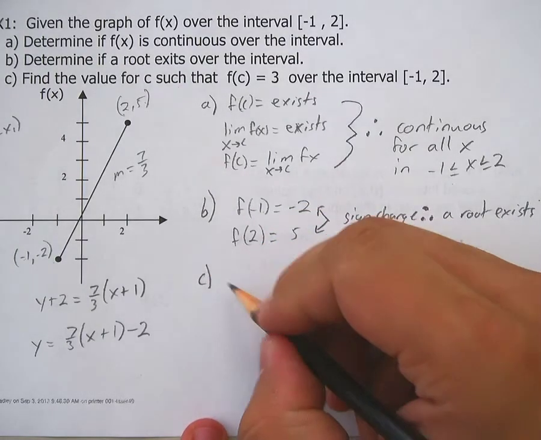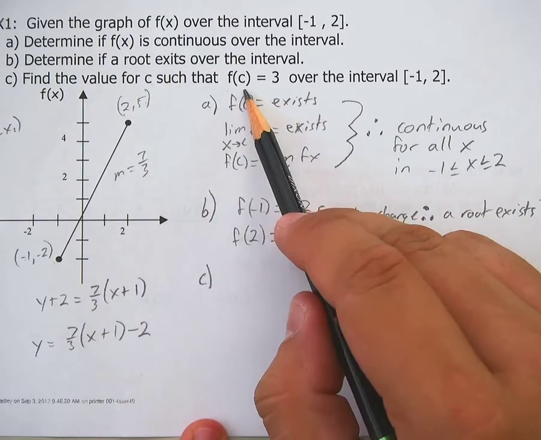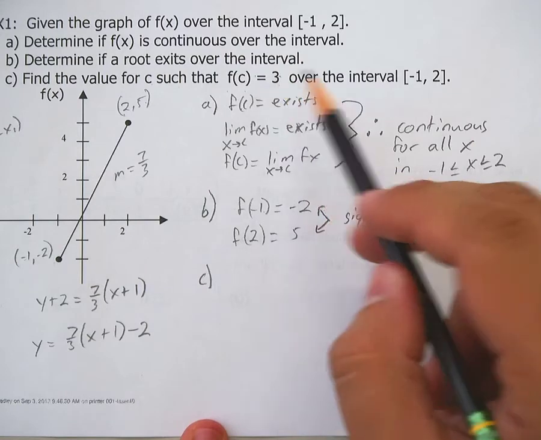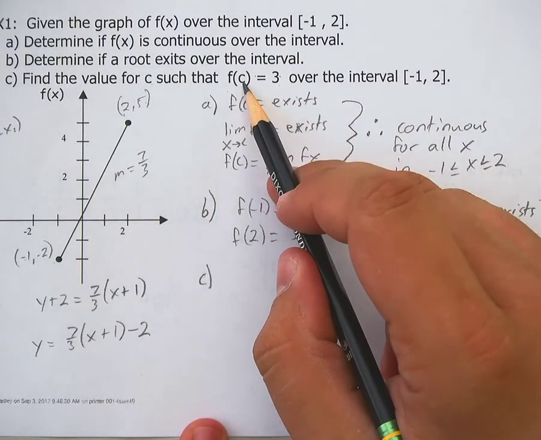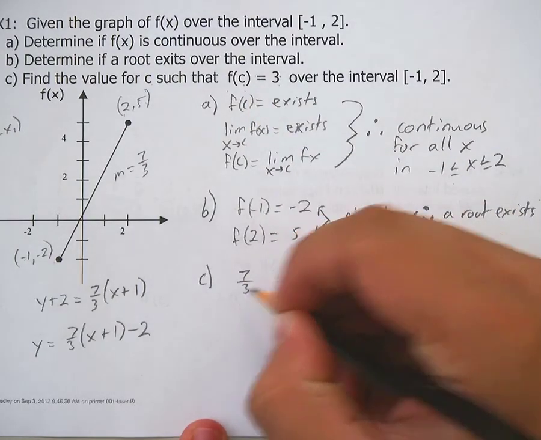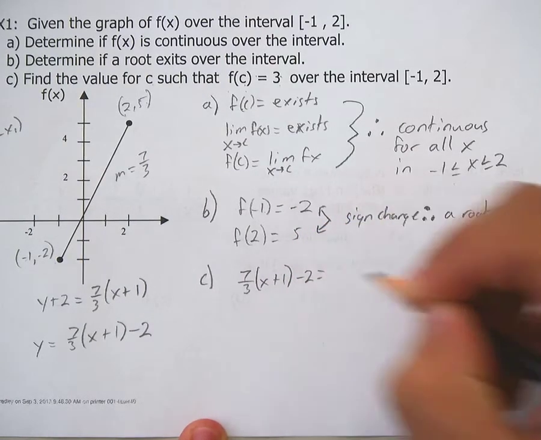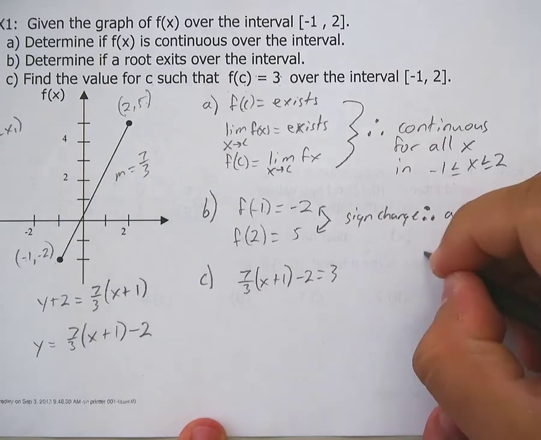Finally, C. They want to find a value for c such that f of c is 3. This is why we needed the equation, such that f of c is 3 over the interval -1 to 2. So they want me to basically find the x value that gives me a 3 for y. 7/3 x plus 1 minus 2 is equal to 3. You are setting f of x.